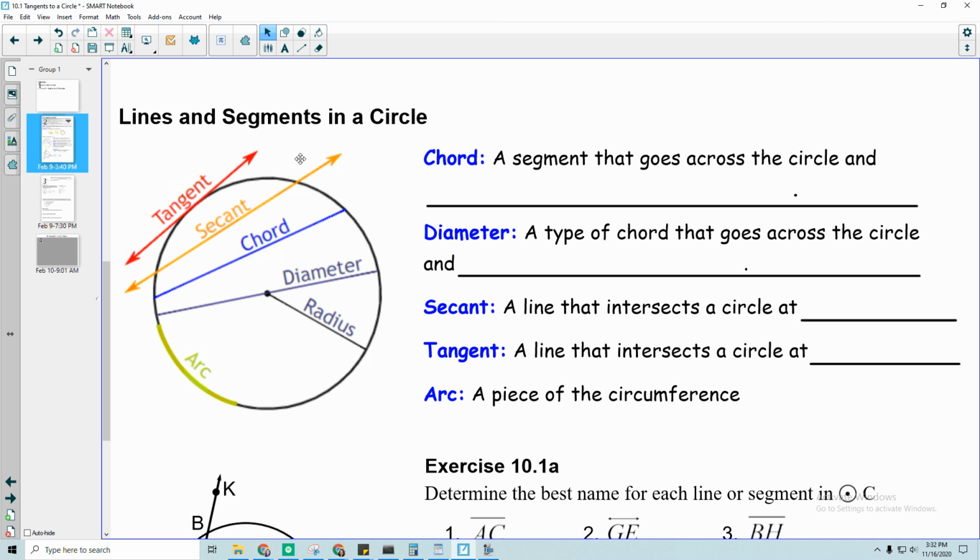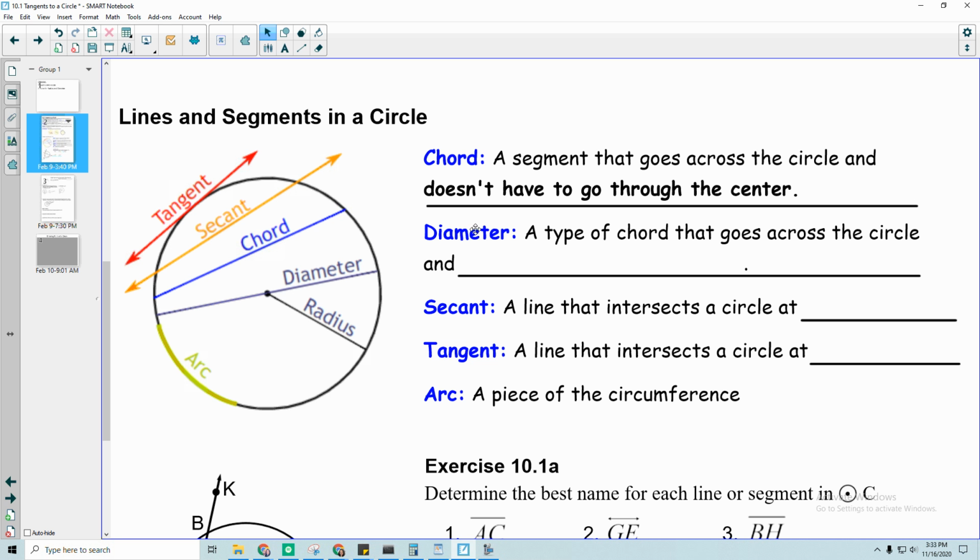Okay, so a couple more abstract pieces of vocabulary. I really think this picture here is helpful for a lot of this vocabulary that you see. So for example, a chord. This would again be a segment that goes across the circle, but this one doesn't have to go through the center. Okay, so I see that a chord here doesn't have to go through the center. It can, but it doesn't have to.